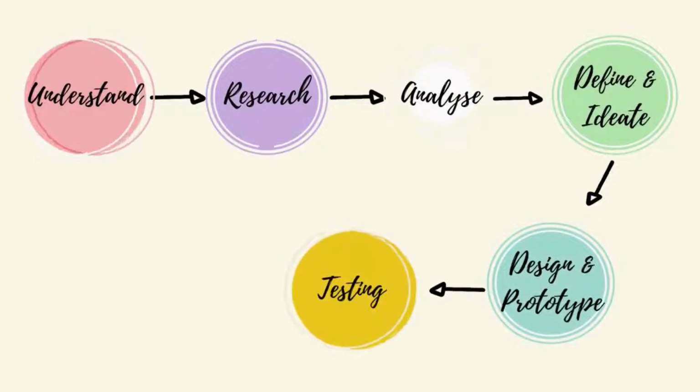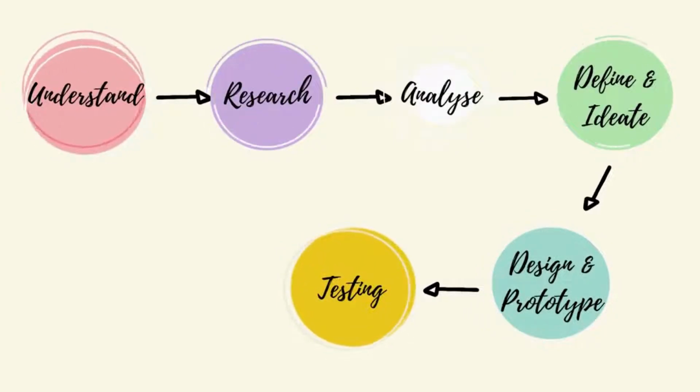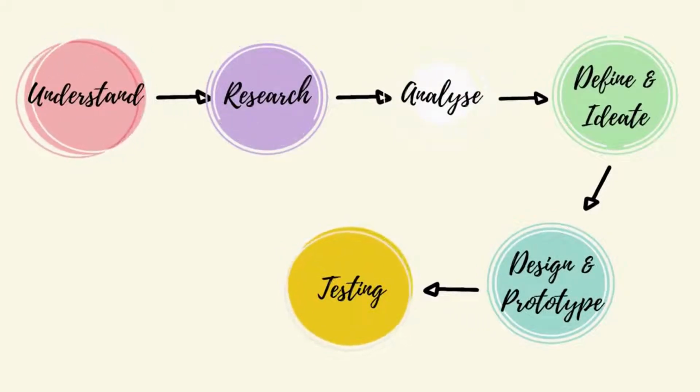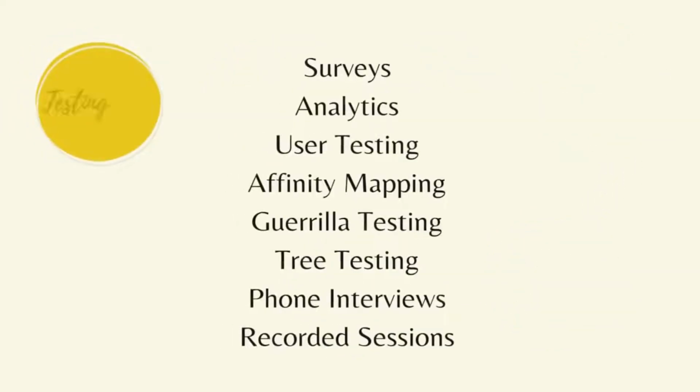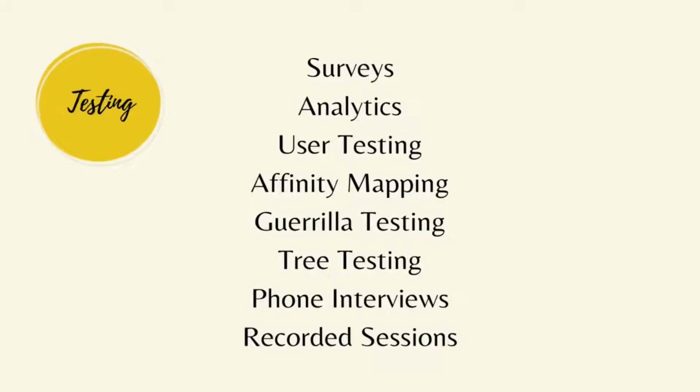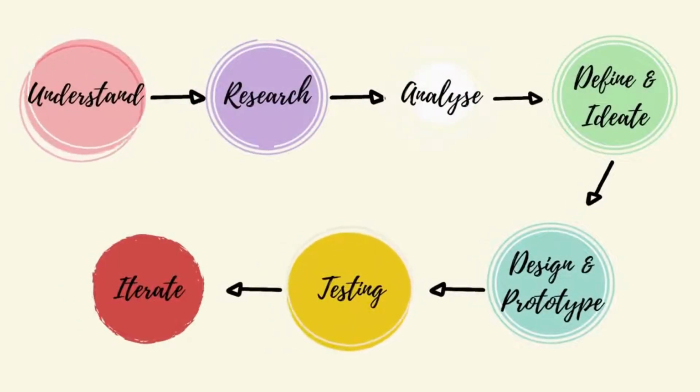So testing is something which does not always come after design and prototype, but basically it comes along the way. So after design, prototype and testing, what you can do is you can do surveys, you can see your analytics, you can do user testing, affinity mapping, guerrilla testing, tree testing. There are so many methods of testing, phone interviews, recorded sessions, which will help you in all the ways in testing your product. So after doing these testing processes, you are there to do iteration.